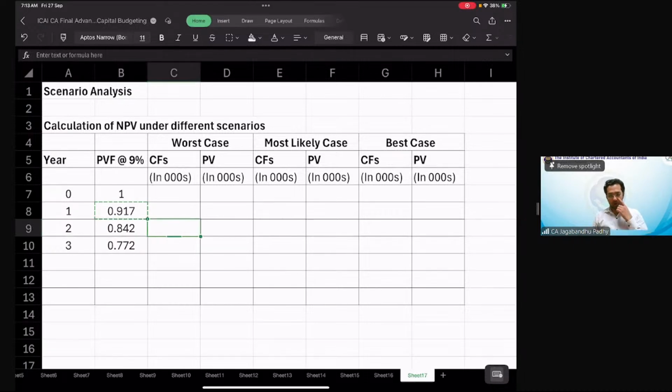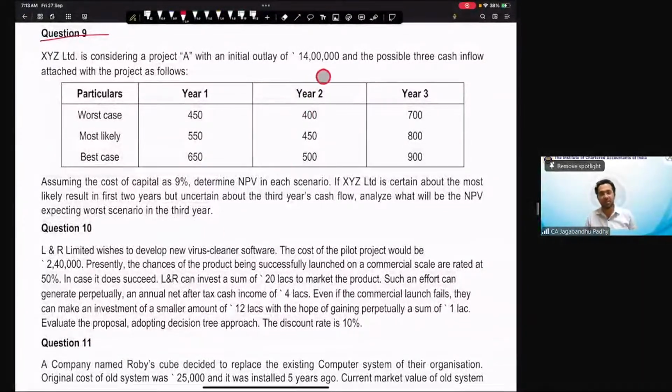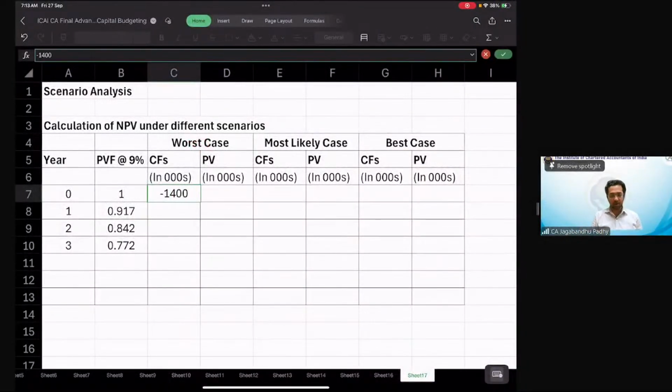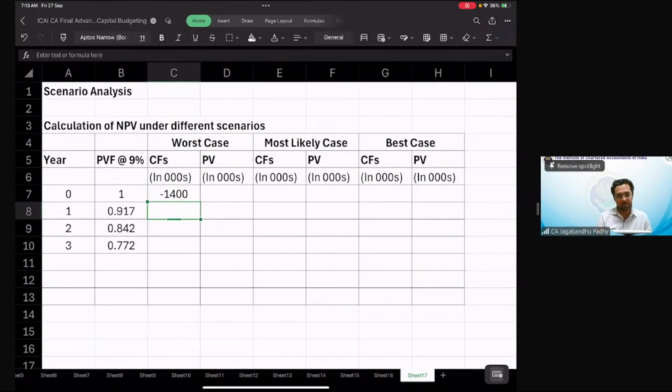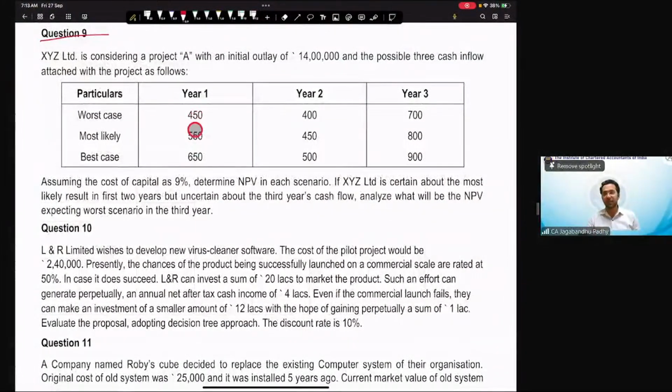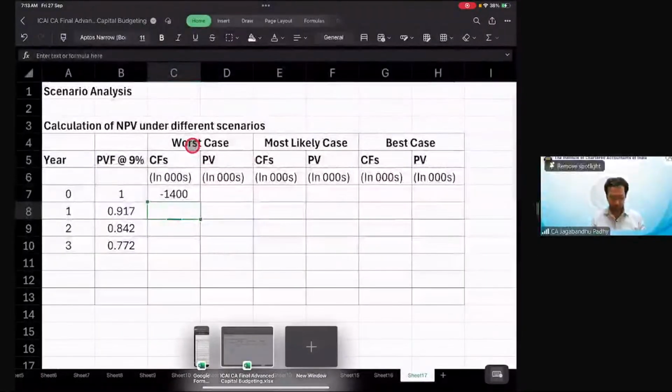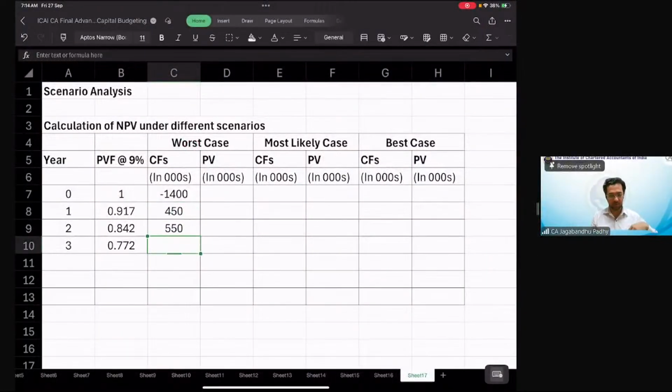Okay. Now, worst case, what are the cash flows? The initial outlay is going to be 1400,000. So this is going to be 1400 cash outflow in the 0th year. And then in the first year, second year, and third year, we are going to have the respective cash flows as 450, 550, and 650. These are the cash flows which are already provided to us.